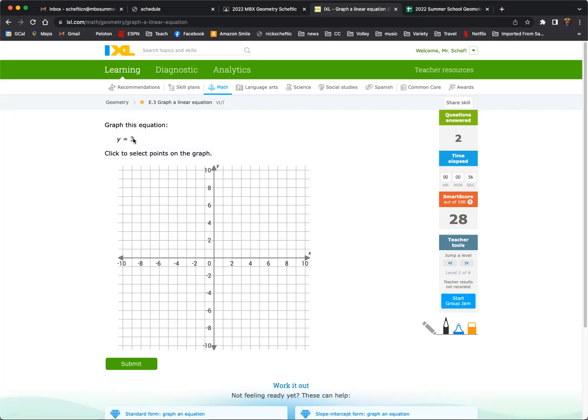Okay. y equals 3. So y is going to be going up 1, 2, 3. And that's just creating a line that's going to go left to right here. So y is equal to 3: when x is 0, y is 3, when x is 1, y is 3, etc. It's just going to be a straight left and right line.